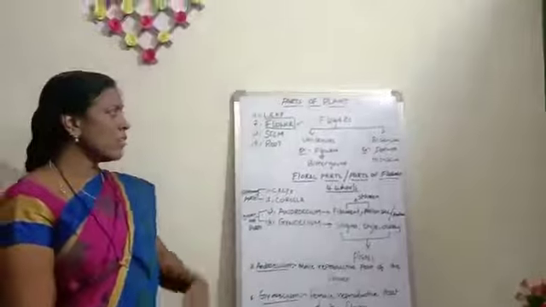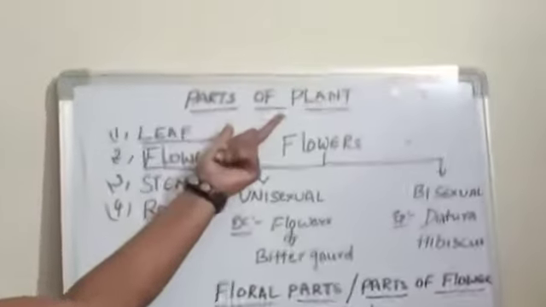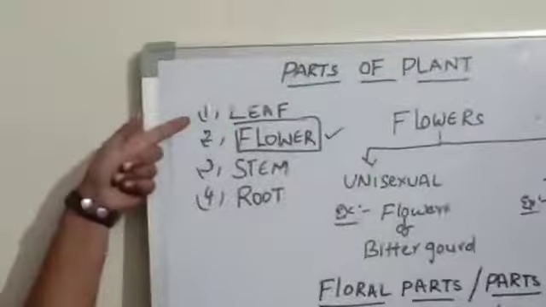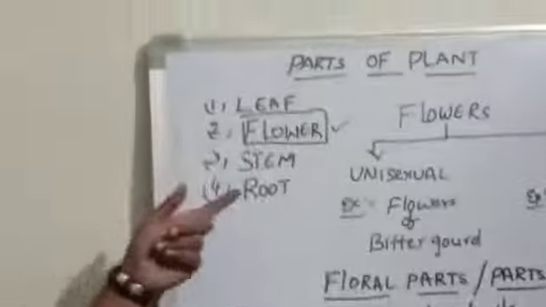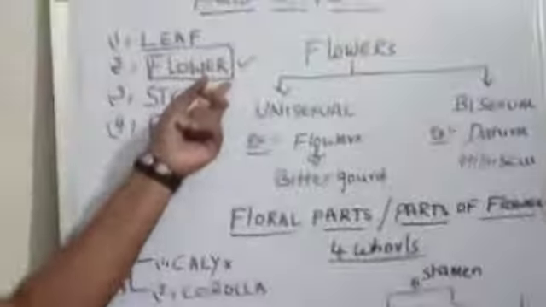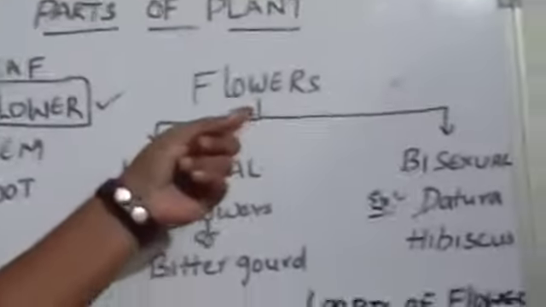Today I am going to tell you about the lesson parts of plant. The parts of the plant are leaf, flower, stem and root. Today I am going to discuss the parts of the flower.